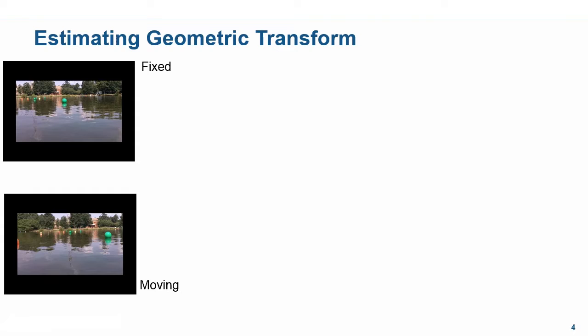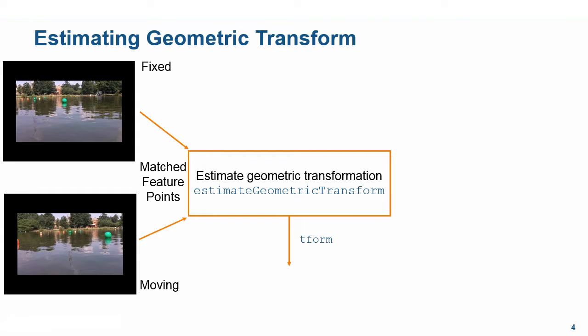Now, the relationship between these two images is obtained by estimating a geometric transform between the two images. The first step to do this is feature matching. This has been discussed in the feature matching video. The result of this operation is a set of matched features and their respective locations in the two images. By feeding this information to the estimate geometric transform function, we can obtain the transformation matrix T-form, which defines the relationship between the two images. This transformation can then be applied to the moving image using the imwarp function to morph the moving image and register it to the fixed image.